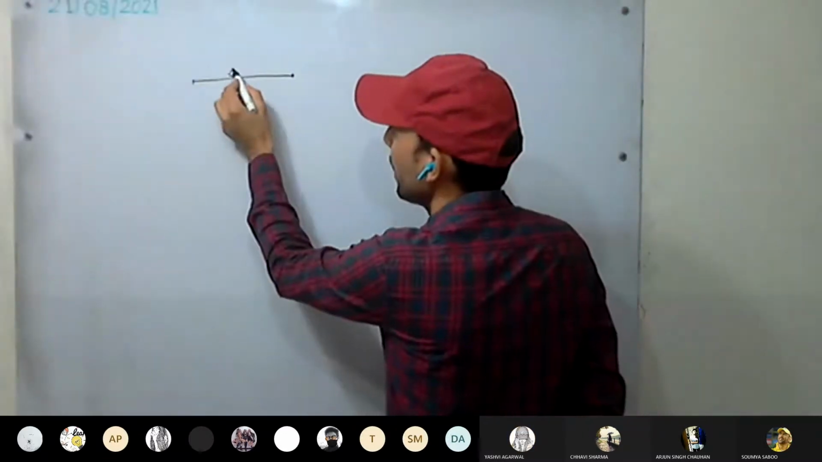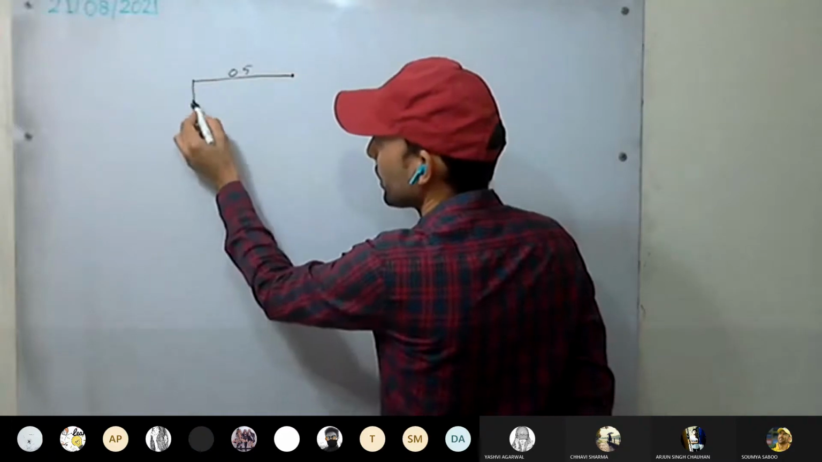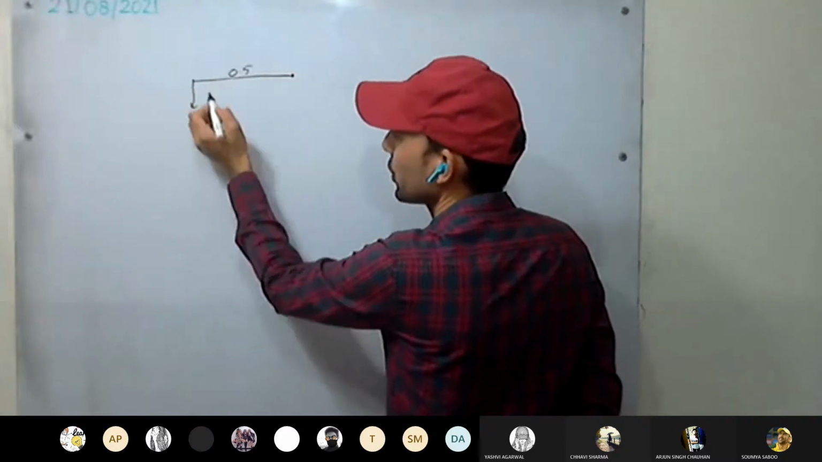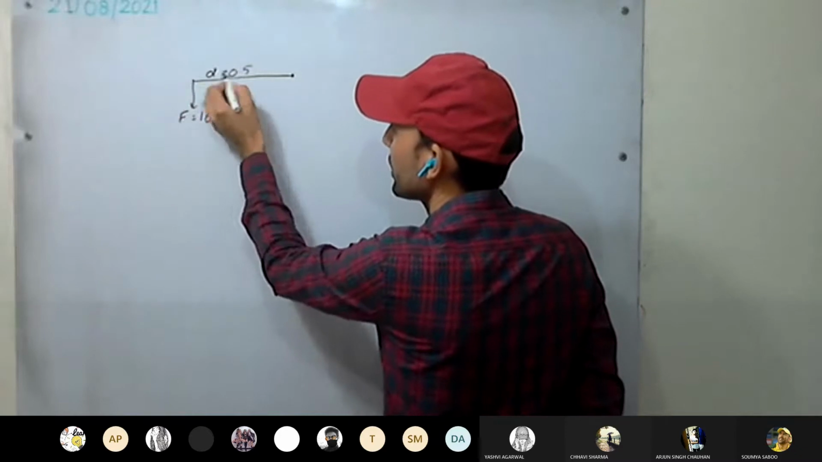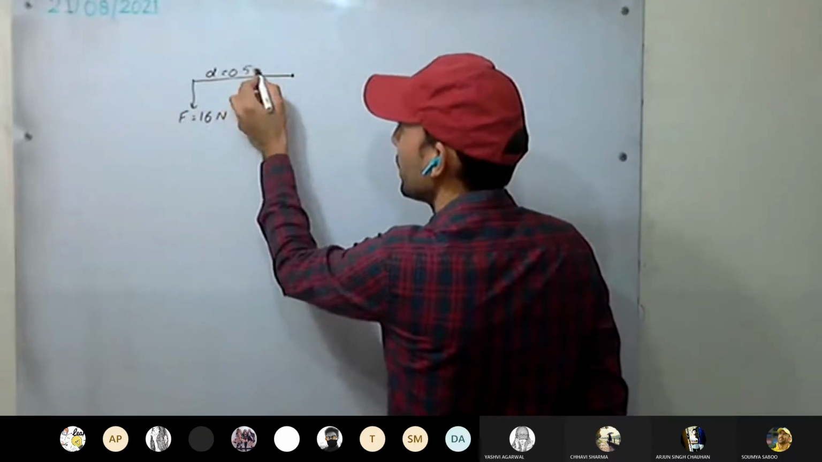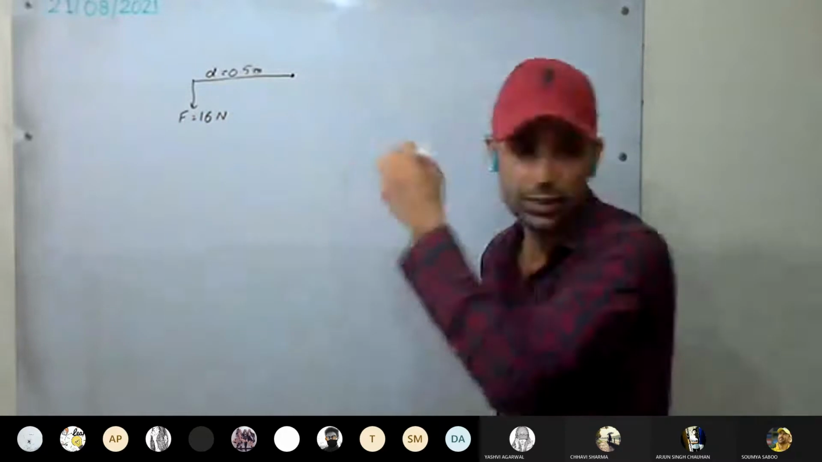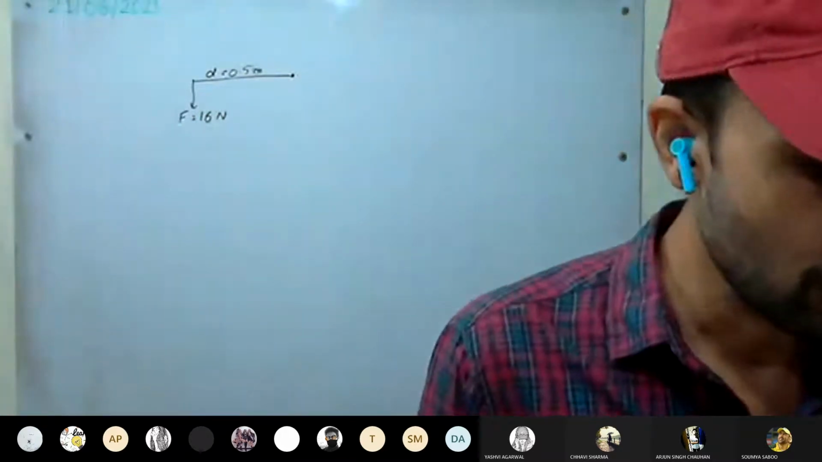This is the axis of rotation. How far? 0.5. So the force is acting normal to this at a distance of 0.5. How much force is acting? 16 Newton. And this distance is equal to 0.5 meter. It is given, it is the axis of rotation. Now calculate the moment of force.